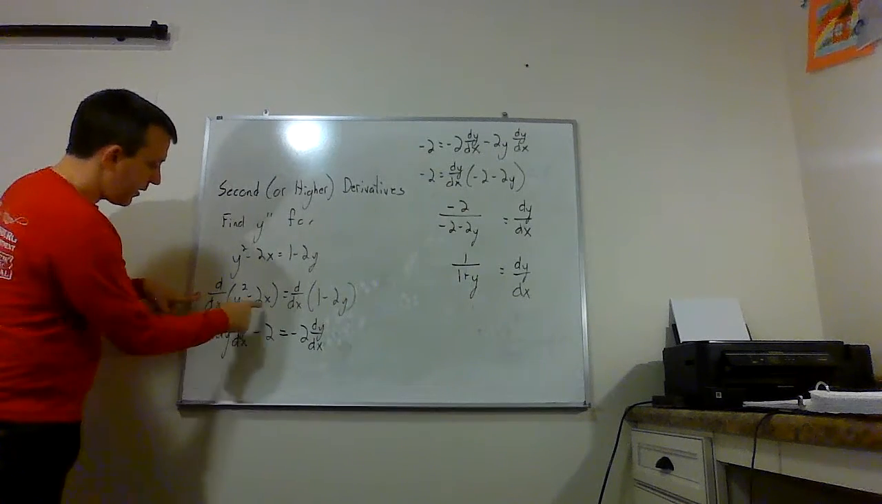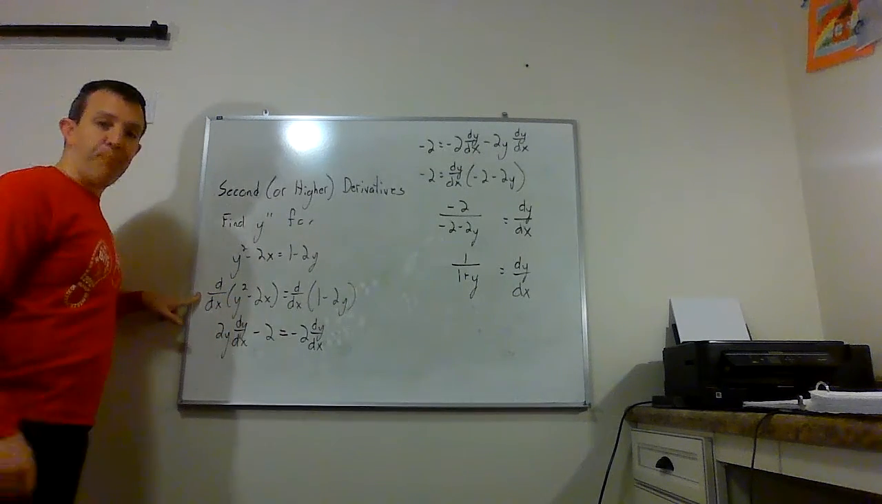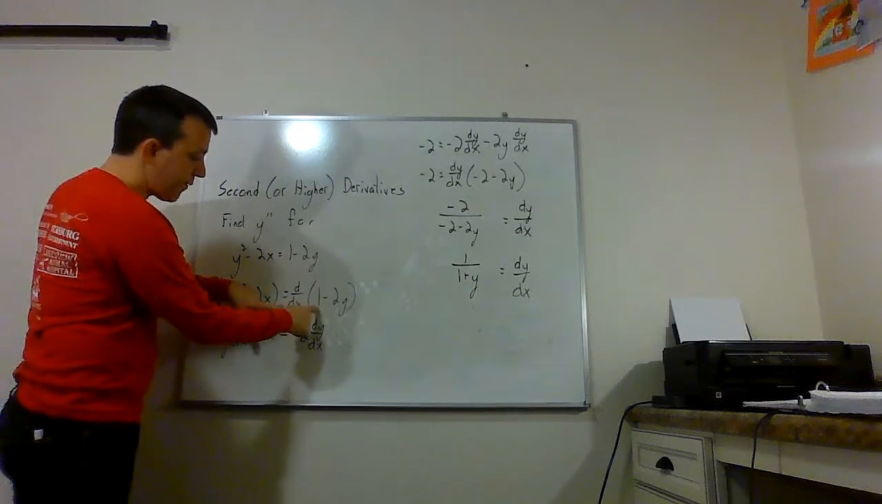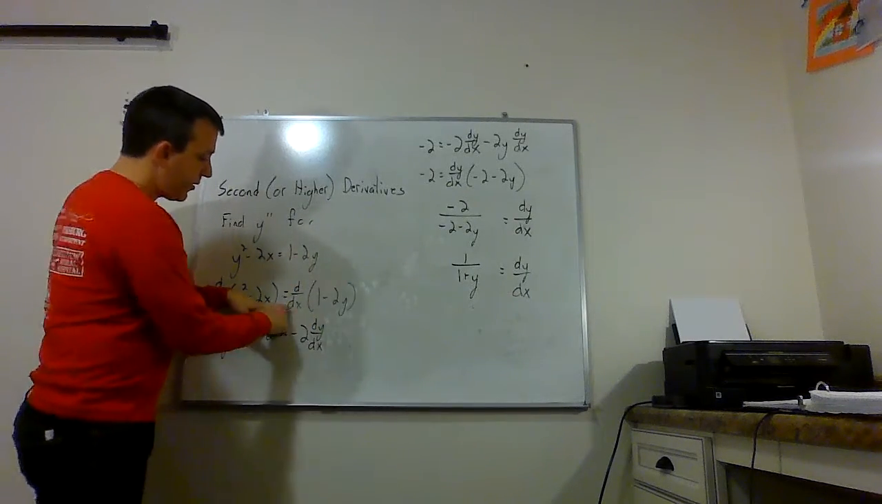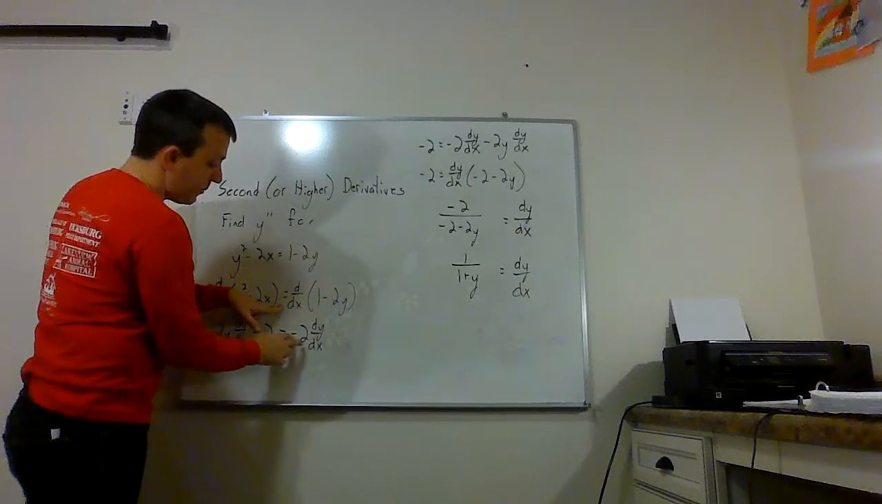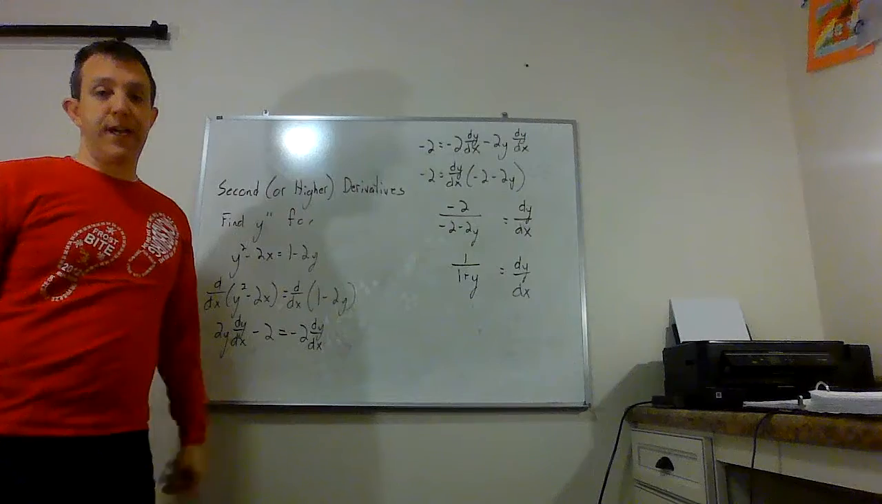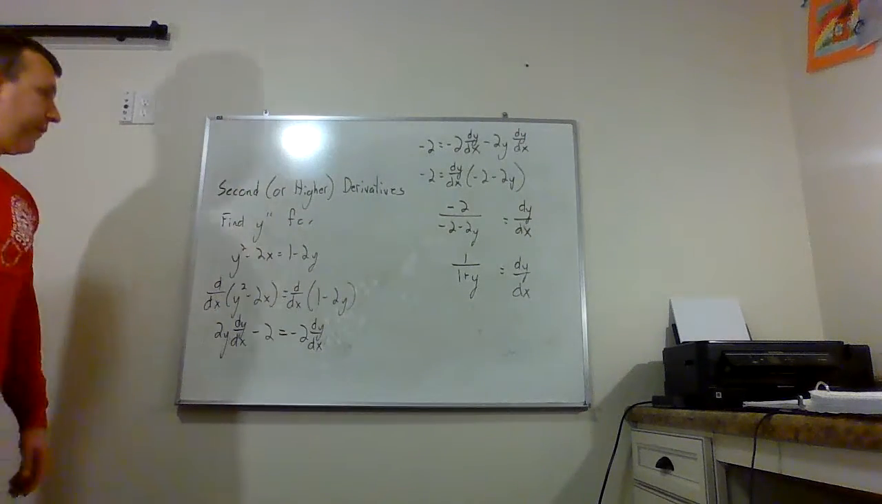Minus, and the derivative of 2x is just 2. That's nice. Is equal to, on the other side, the derivative of 1 is 0, so that's gone. The derivative of negative 2y is going to be negative 2, and then again for y we get a dy dx. So be really careful there.